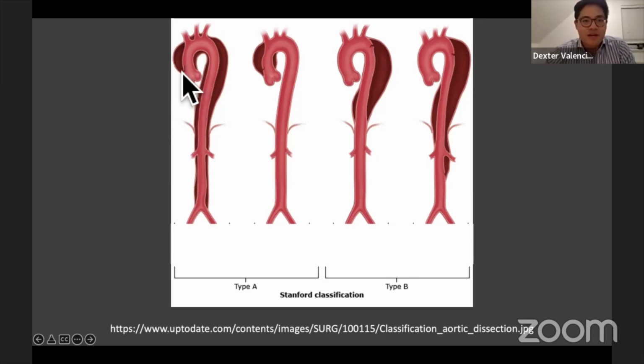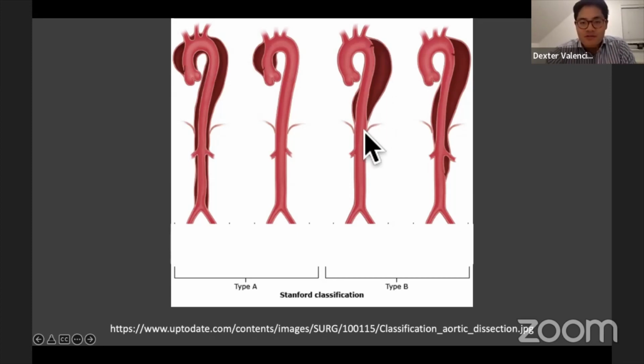So if you notice here, we have a dissection here. It's involving the ascending aorta, the arch, and it's going down into the abdomen. So that's the type A. This one's not as extensive, but it's involving the ascending aorta up to this branch, which is the brachiocephalic artery. And that is what we call a type A as well. Type B is anything past this structure here. So remember our branches: ascending aorta, brachiocephalic, left common carotid, left subclavian. Anything distal to the left subclavian, in this case, this dissection, is a type B.